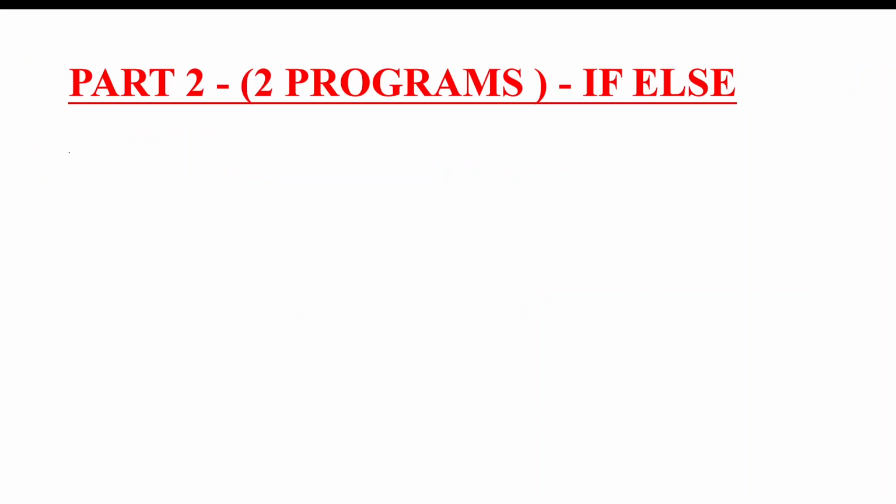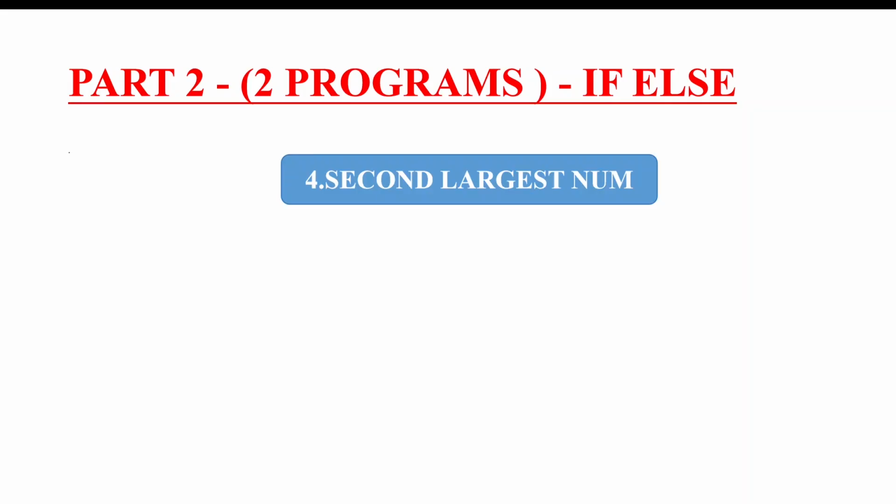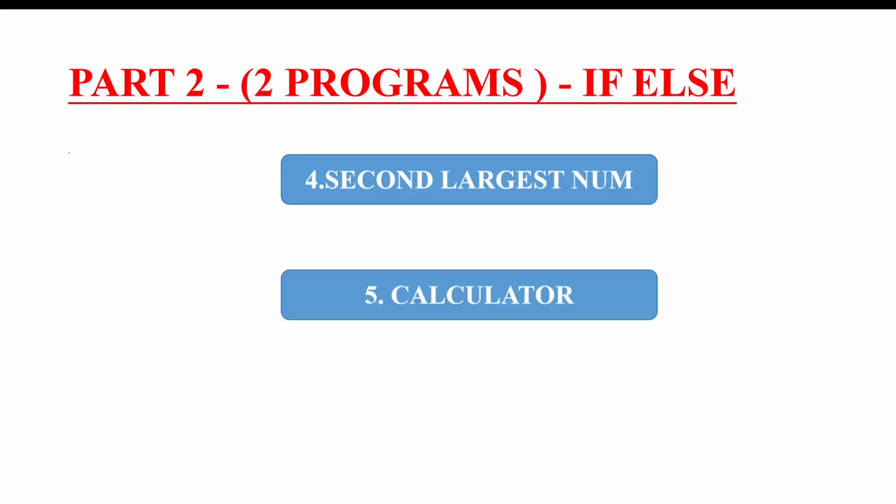In this video, we are going to see two simple C programs using if else. What are the programs? This is program number 4, following part 1: finding the second largest number. The next one is a calculator, getting two integer inputs and one character. Based on that symbol, we'll find the value: addition, subtraction, multiplication, like that.